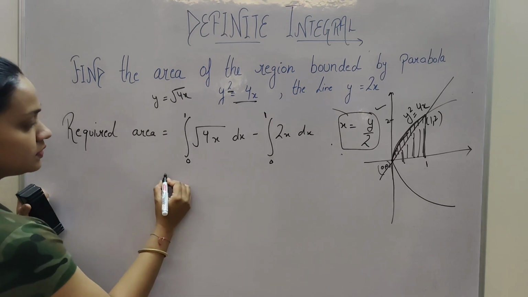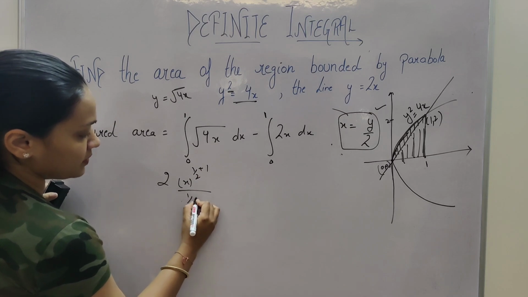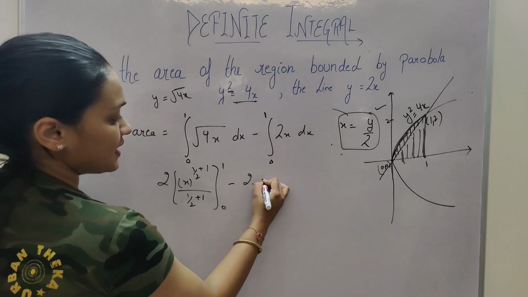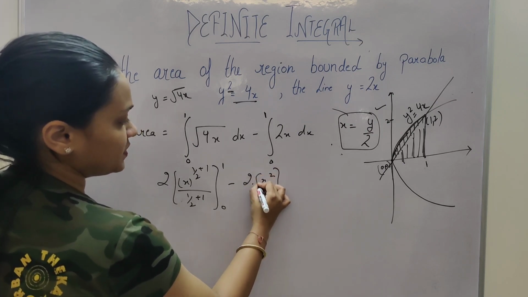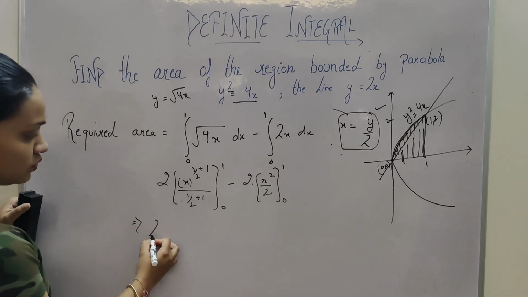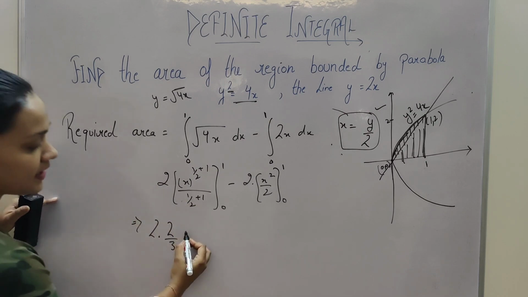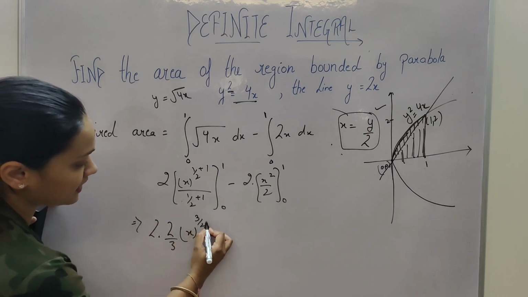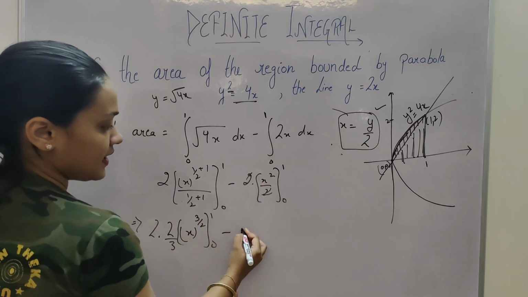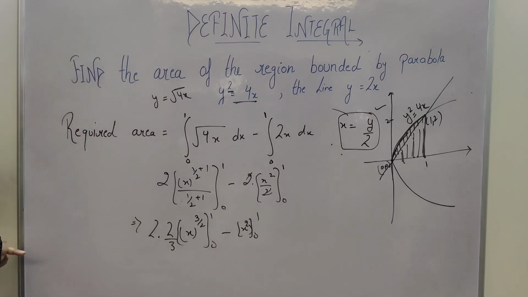So let's do 2x power 1 by 2 plus 1 upon 1 by 2 plus 1 into 0 से 1 minus 2 x का square upon 2. The value is between 0 to 1. Clearly 2 upon 3, 2 and 3, x power 3 by 2, and the limits are from 0 to 1, minus x का square and the limits are from 0 to 1.